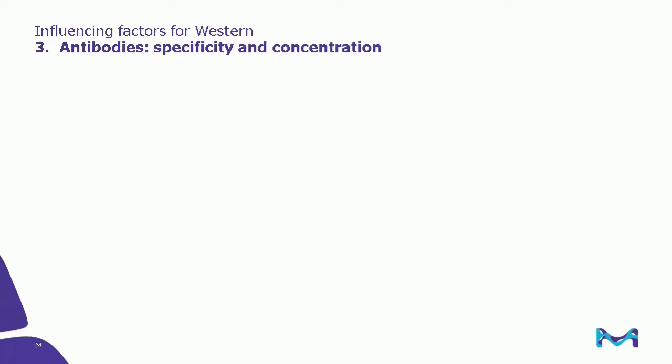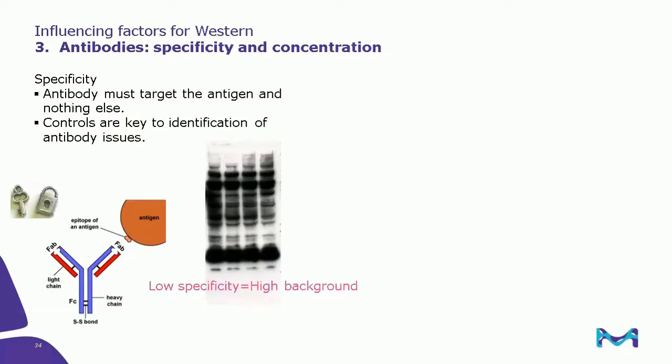The third, and in my opinion the most significant, influencing factor is the antibodies. 2 things are important in regard to antibodies: specificity and the concentration at which the antibodies are used. As an example, shown is an antibody with a very low specificity, and you can see that many different protein bands are lighting up.